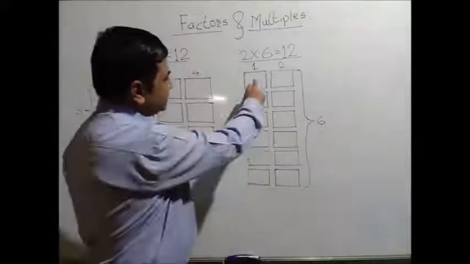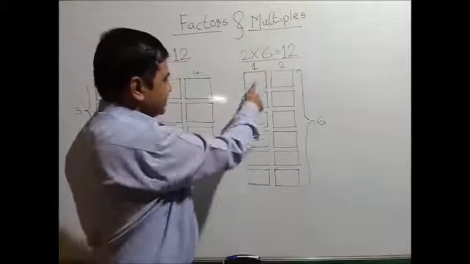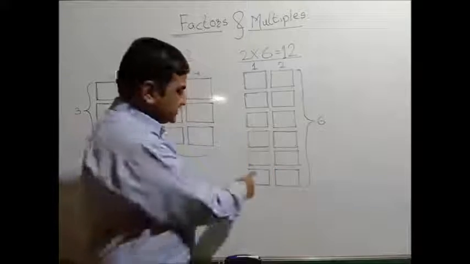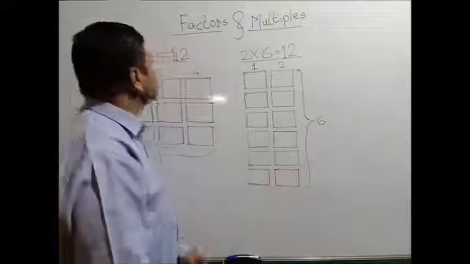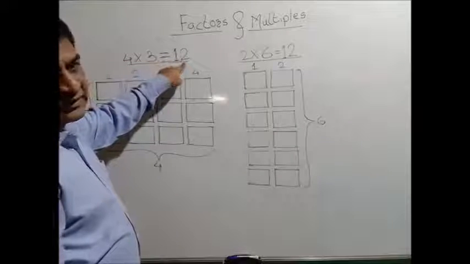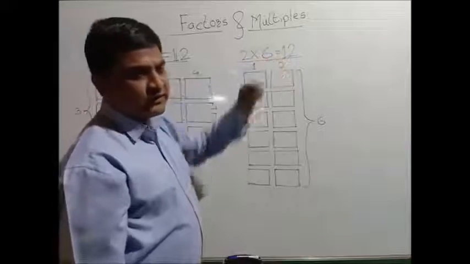Even if I take 6 blocks and multiply 6 with 2, I take 6 blocks and another 6 blocks, it makes 12. So 4 and 3 are also known as the factors of 12, and 2 and 6 are also known as the factors of 12.